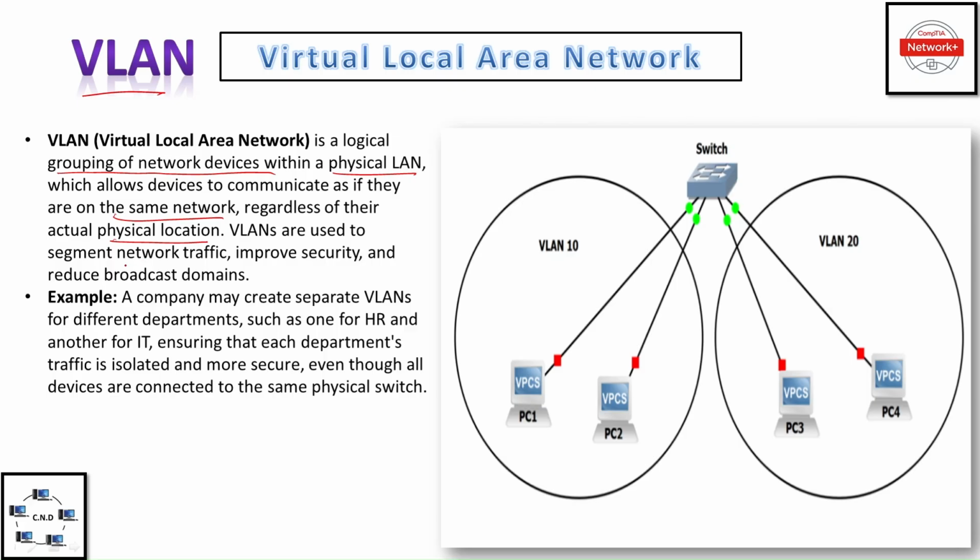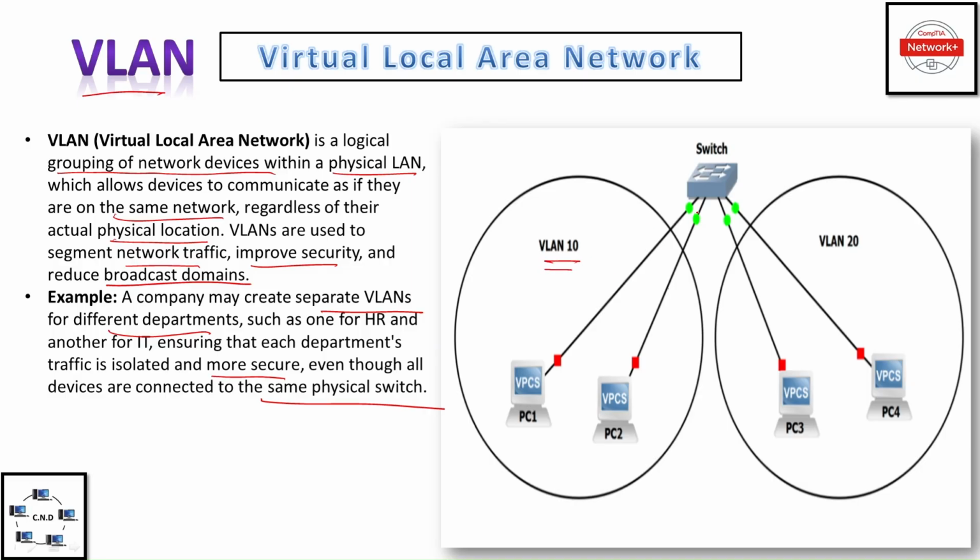VLANs are used to segment network traffic, improve security, and reduce broadcast domains. For example, a company may create separate VLANs for different departments, such as one for HR and another for IT, ensuring that each department's traffic is isolated and more secure, even though all devices are connected to the same physical switch.